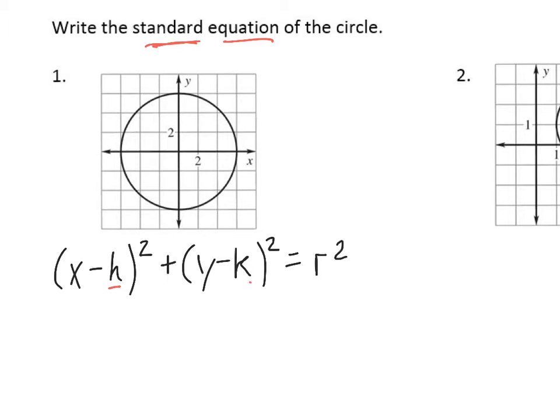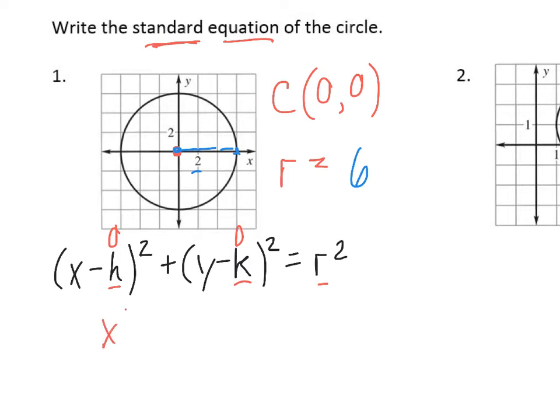And if you remember, that h and that k represent the center of my circle, and r is obviously the radius. So first thing I need to do is locate my center, which in this case looks like it's just going to be (0, 0). And my radius is just the distance from the center to any point on the circle. Now they're going by 2's, so my radius is going to be 6 in this case. So when I plug this into my equation, since I'm going to have 0 and 0 here, x minus 0 is just going to be x, and y minus 0 is just going to be y. And my radius squared is going to be 36.